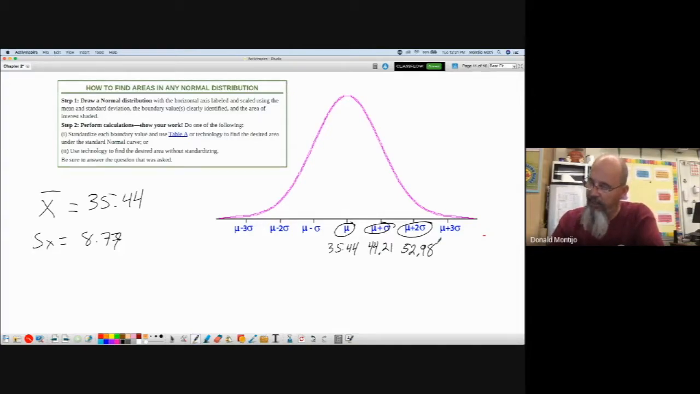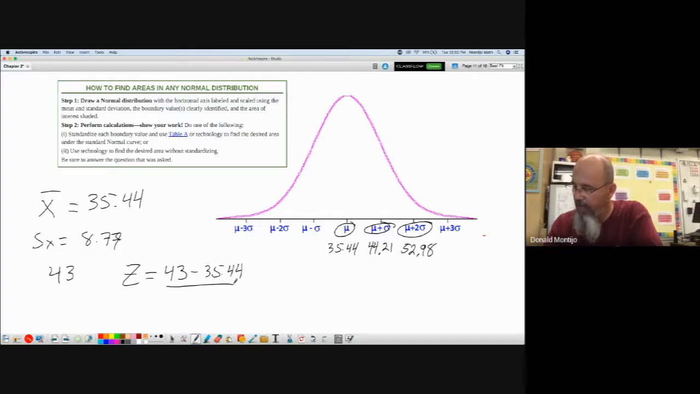Now, remember, we had a score of 43. Based off of the relative standing, or the percentile, we were at the 80th percentile. Let's see if that data was actually normal or not, and how we would do this calculation using table A and the normal curve. So remember what a z-score is. Z equals your score that you're looking for minus the mean, divided by the standard deviation.